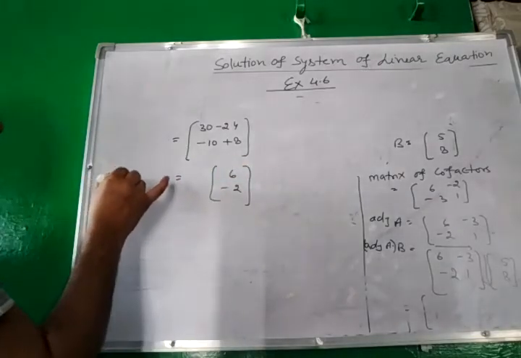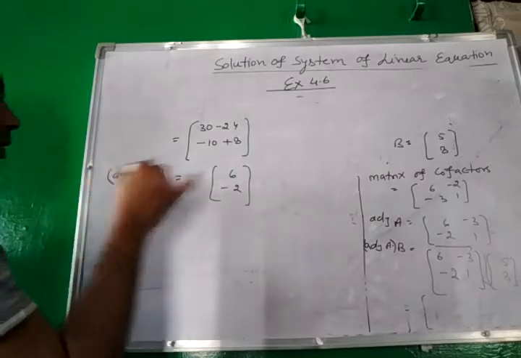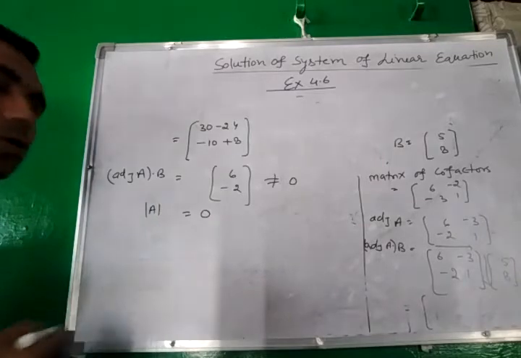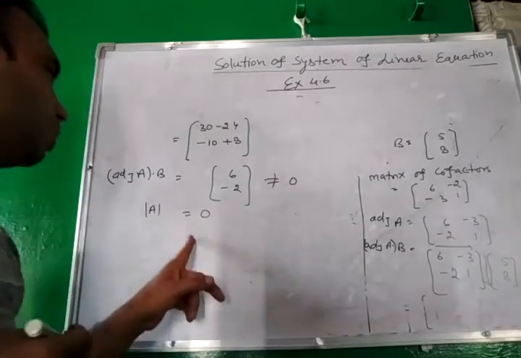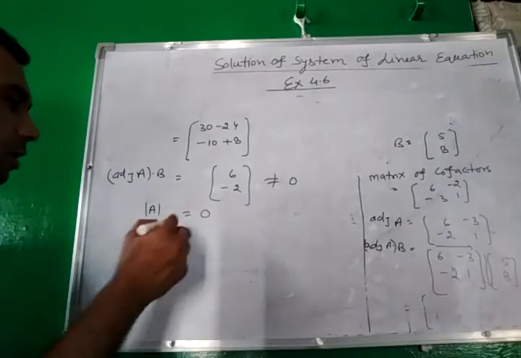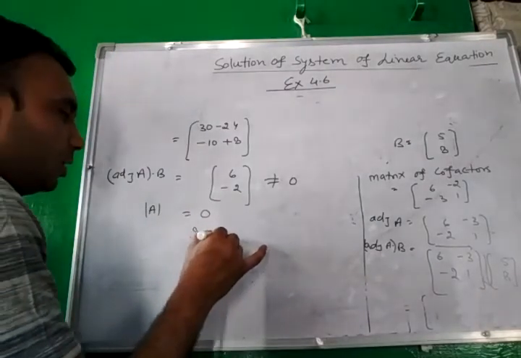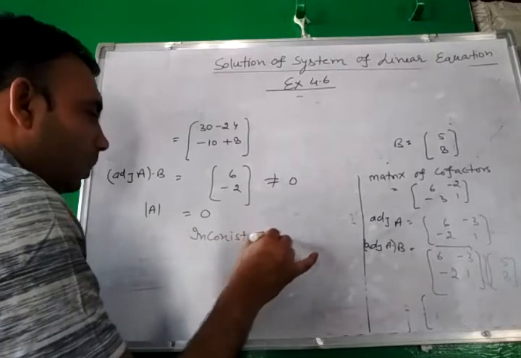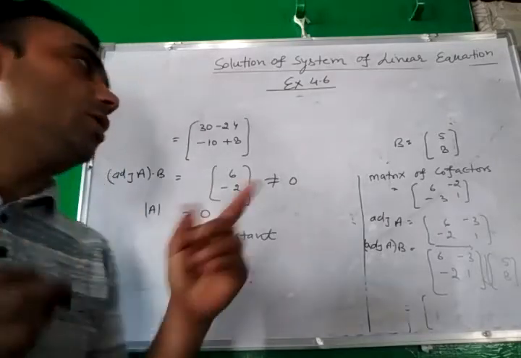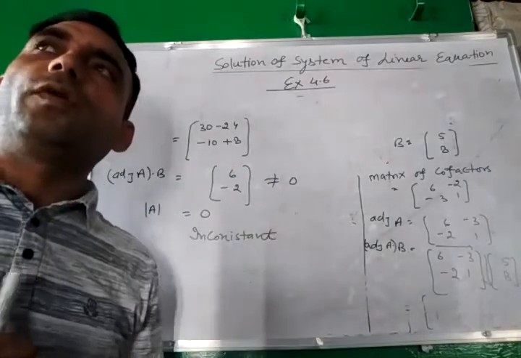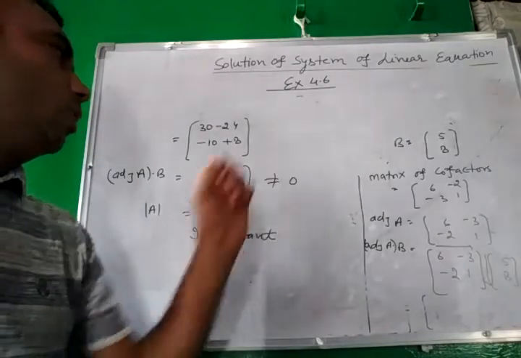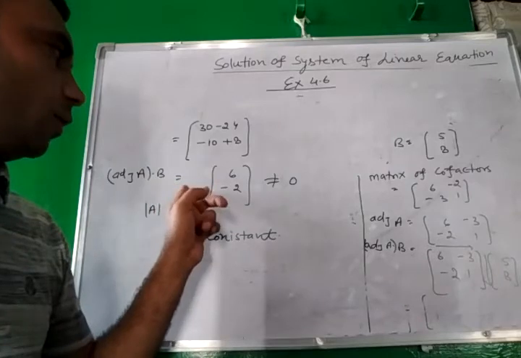This is adjoint of A into B, which is not equal to 0, and determinant of A is equal to 0. Determinant of A is 0 and adjoint of A into B is not equal to 0. So the system is inconsistent. This is the second condition: the system is inconsistent. So for checking consistency or inconsistency, first we will find the determinant of A. If determinant of A is not equal to 0, the system is consistent. If determinant of A is equal to 0, then we will find adjoint of A into B.